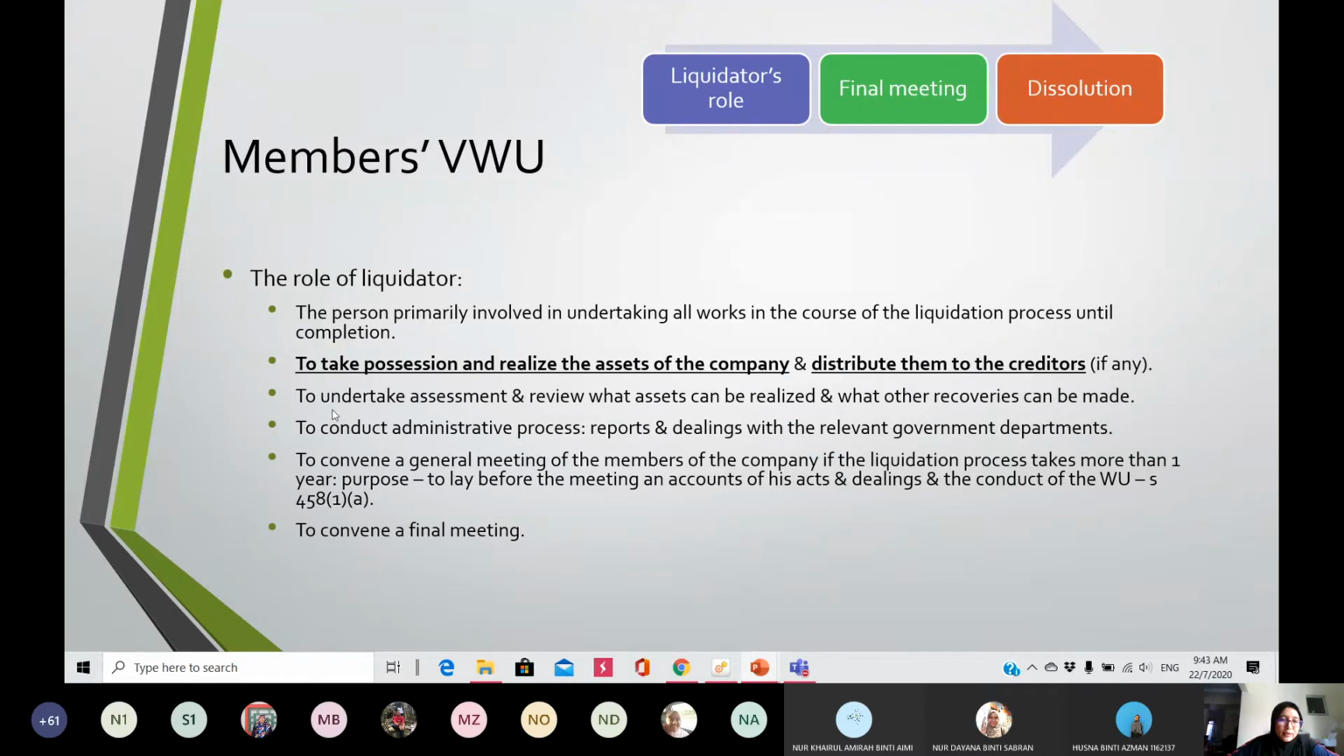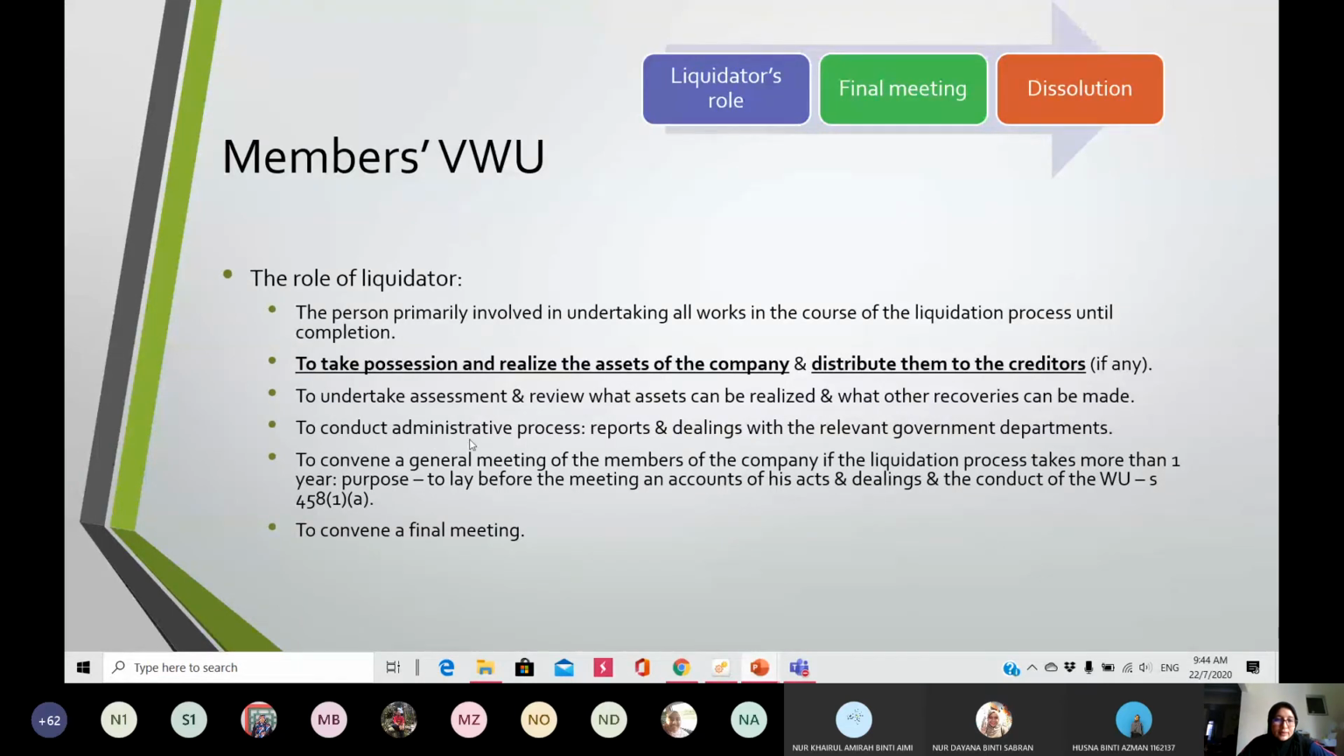Okay, and then the liquidator is to undertake assessment and review what assets can be realized and what other recoveries can be made. So it means he investigates where the company's assets are, and if needed, to recover them. For example, a company may have had many of its assets wrongly transferred to another person. So the process of recovery of the property has to be made by the liquidator.